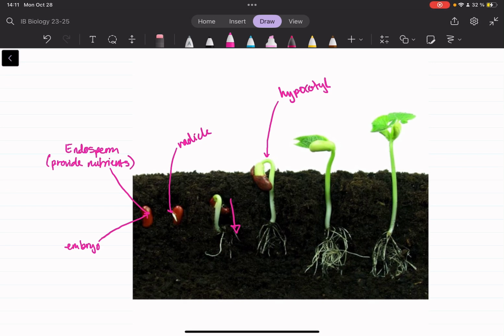Why did it not register the C? Okay, a hypocotyl. And from there, it just keeps growing and growing and growing until it becomes a plant. And that's it for germination.